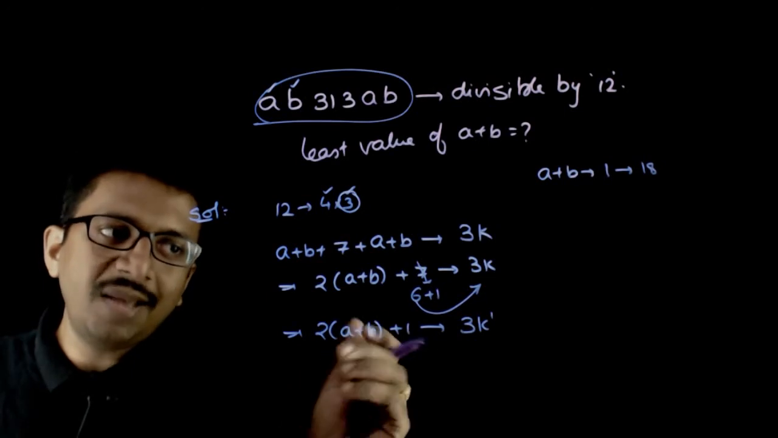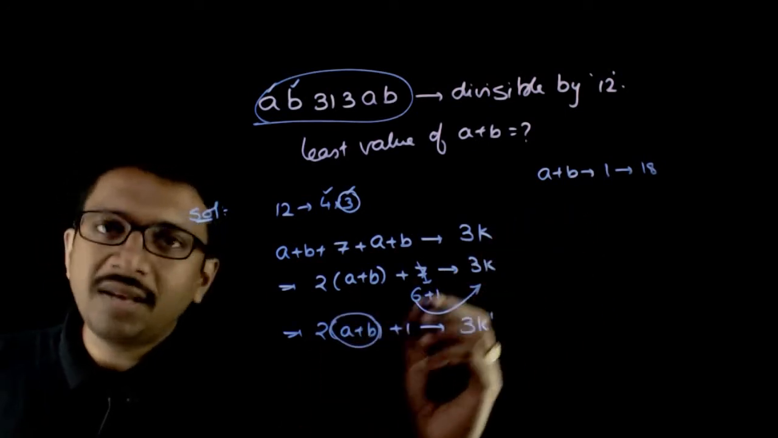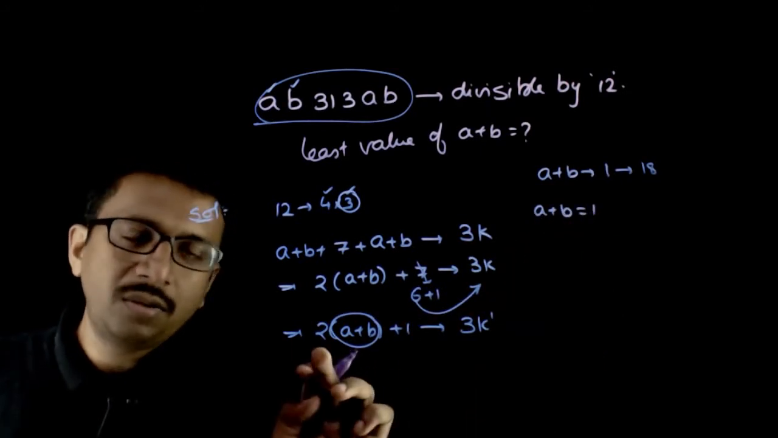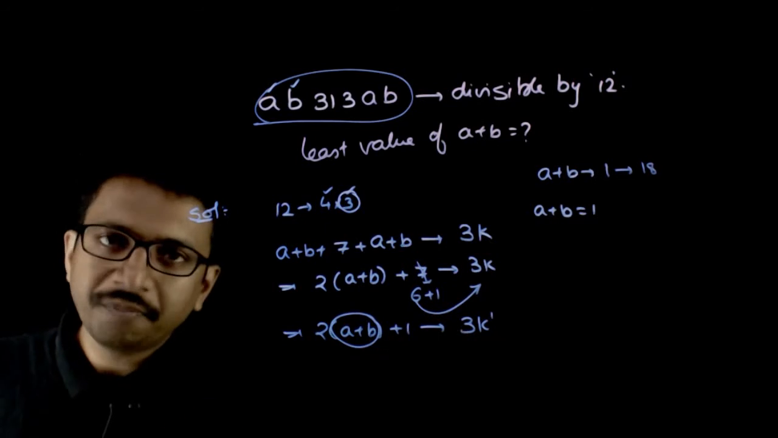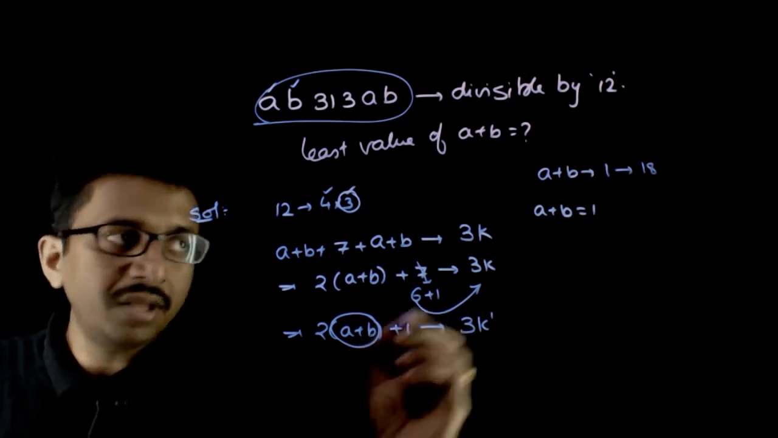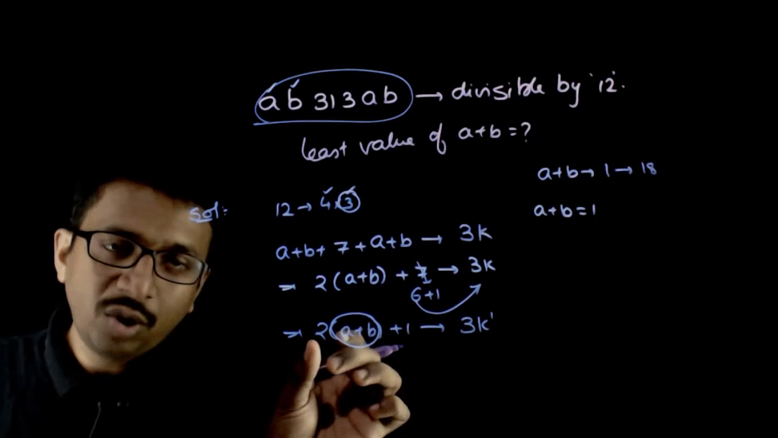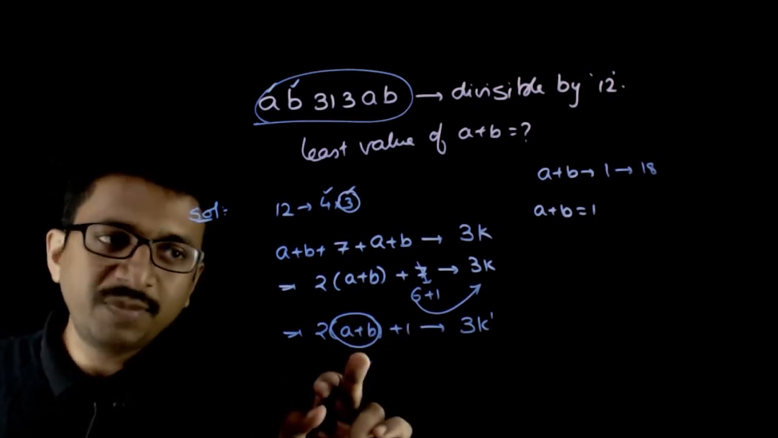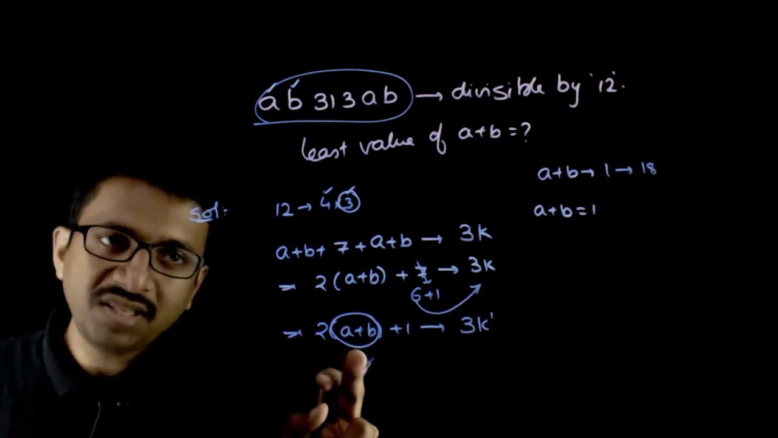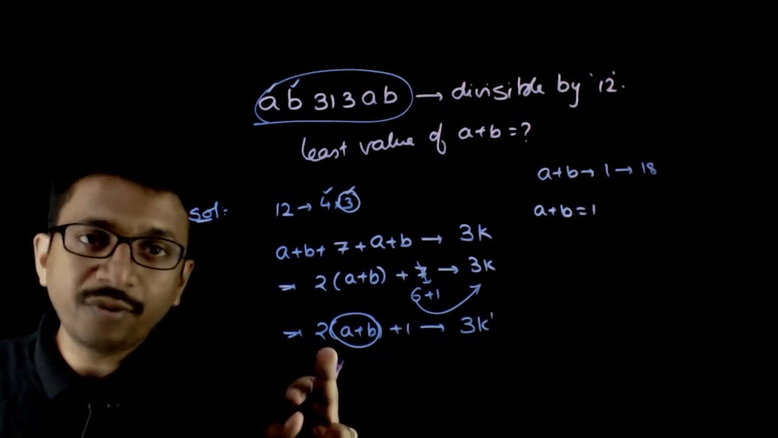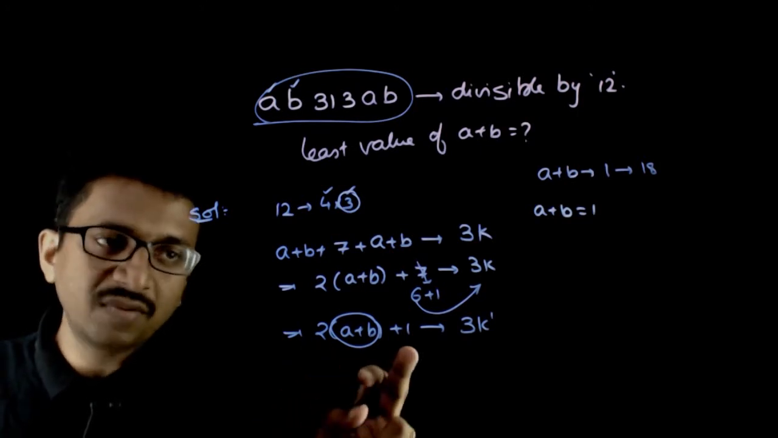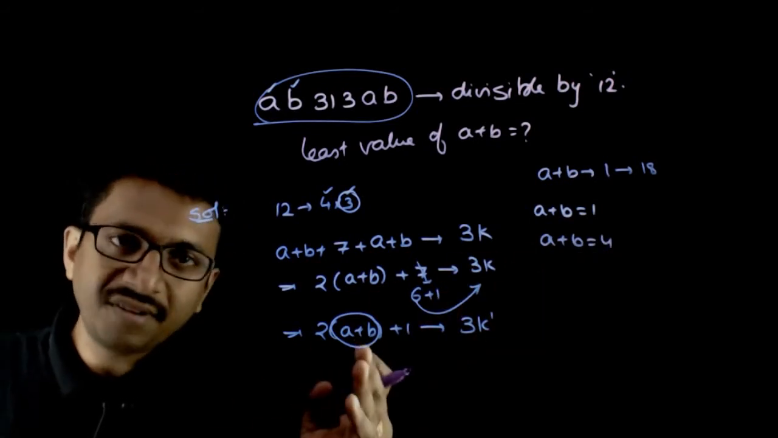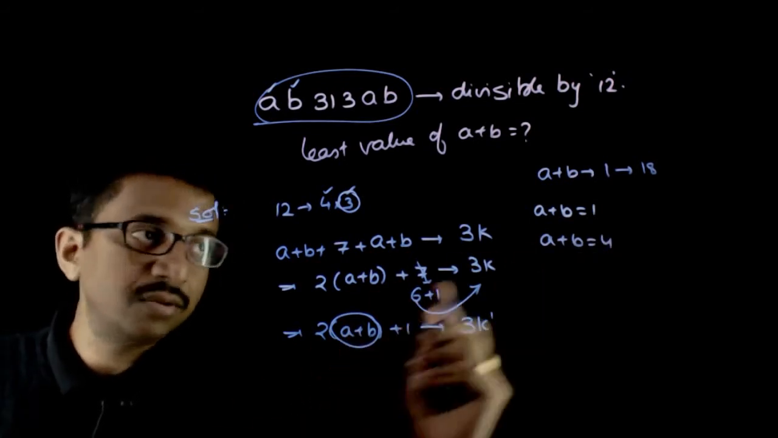So let us see which values are good. 2 times (A plus B) plus 1. A plus B can be equal to 1. So 2 into 1 plus 1 is 3. It's okay. A plus B equal to 2 is not okay, because 2 into 2, 4 plus 1, 5 is not okay. A plus B equal to 3: 2 into 3, 6 plus 1, 7 is not okay. 2 into 4, 8 plus 1, 9 is okay. So A plus B equal to 4 is okay.